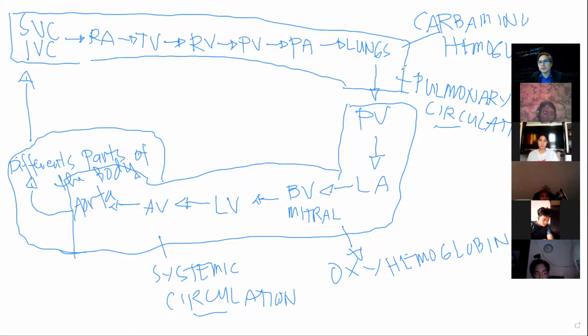In pulmonary circulation, the blood is carrying carbon dioxide or carbaminohemoglobin. And in the systemic circulation, the blood is carrying oxyhemoglobin or oxygenated blood or oxygen carrying blood. Okay? Did you get the point? This is concept mapping. Okay? I am just imagining the blood flow, where the blood will go actually.